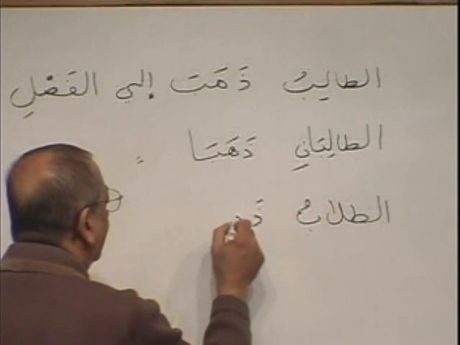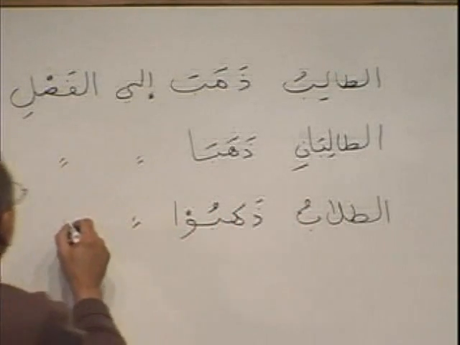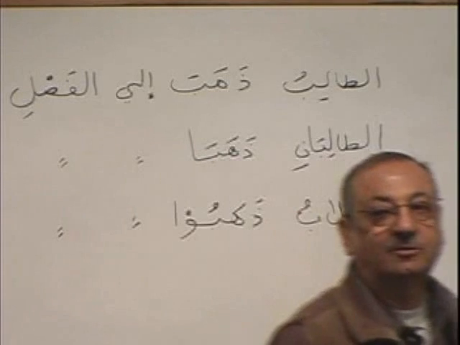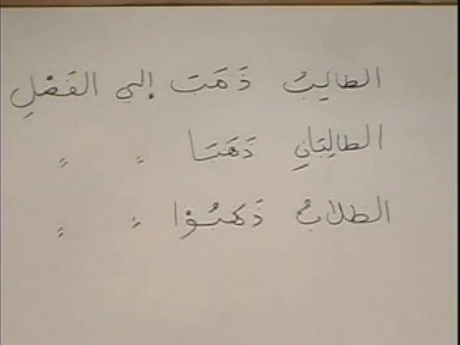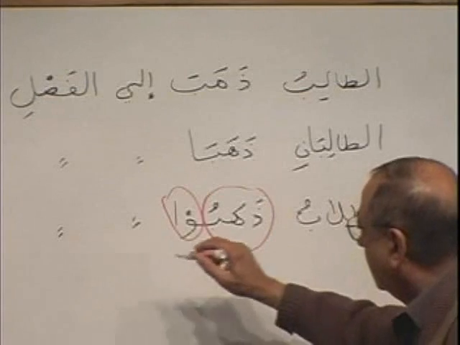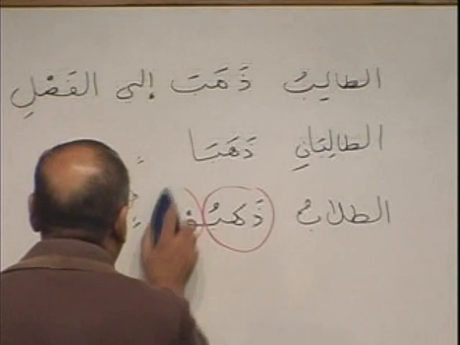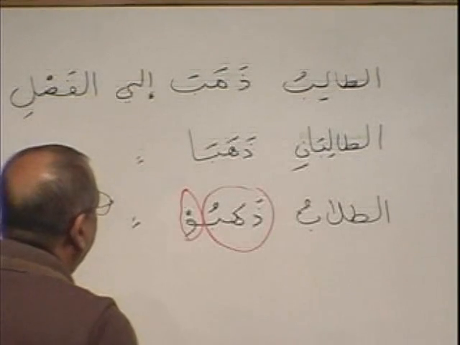Now I say to you, at-tullabu zahabu ilal fasli. What is at-tullabu? Mubtada. Where is the khabar? Jumla fi'liyya. What is zahabu? Zahabu without waw is your fi'al. And where is the fa'il? Waw. See, this is your fi'al and this is your fa'il. I should not do it this way. And then I keep the alif outside.